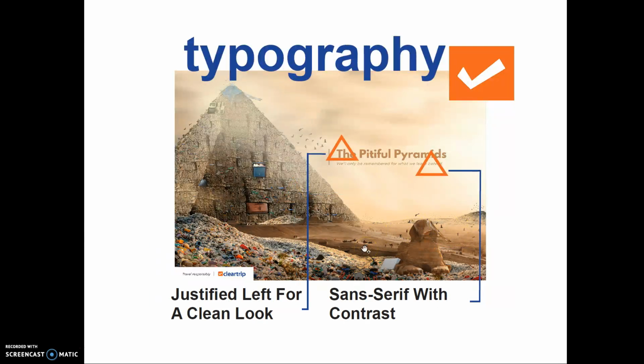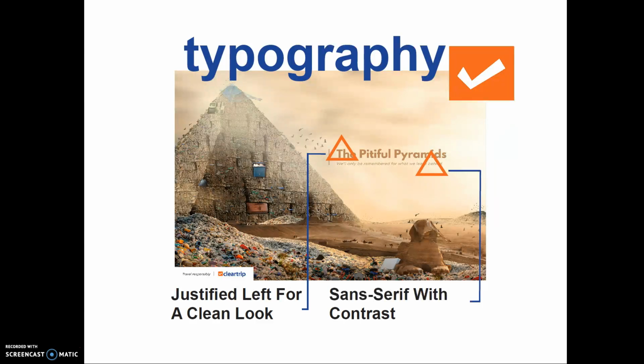Now we'll analyze the typography. You can see the main heading and subheading are both sans serif. However, the main heading is 3 times the size of the subheading, creating a nice contrast. The subheading is not only smaller, but it's also italicized, and it appears to be lighter in color, also adding to the appeal of the ad.